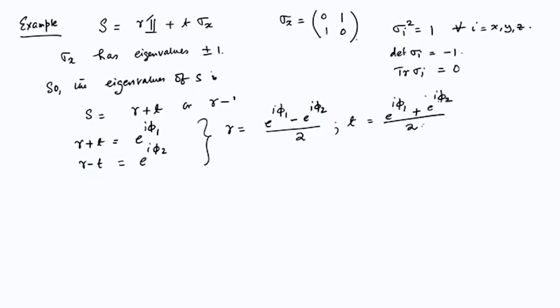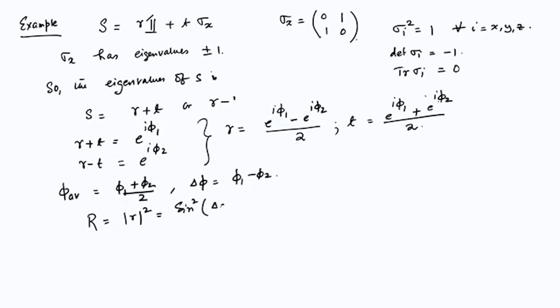In addition to this, let us define a phi average, which is equal to phi 1 plus phi 2 by 2, and delta phi to be phi 1 minus phi 2. In this case, your R, which is the reflection amplitude, which is equal to mod R square, is equal to sine square delta phi, and T, which is equal to mod T square, is equal to cos square delta phi.